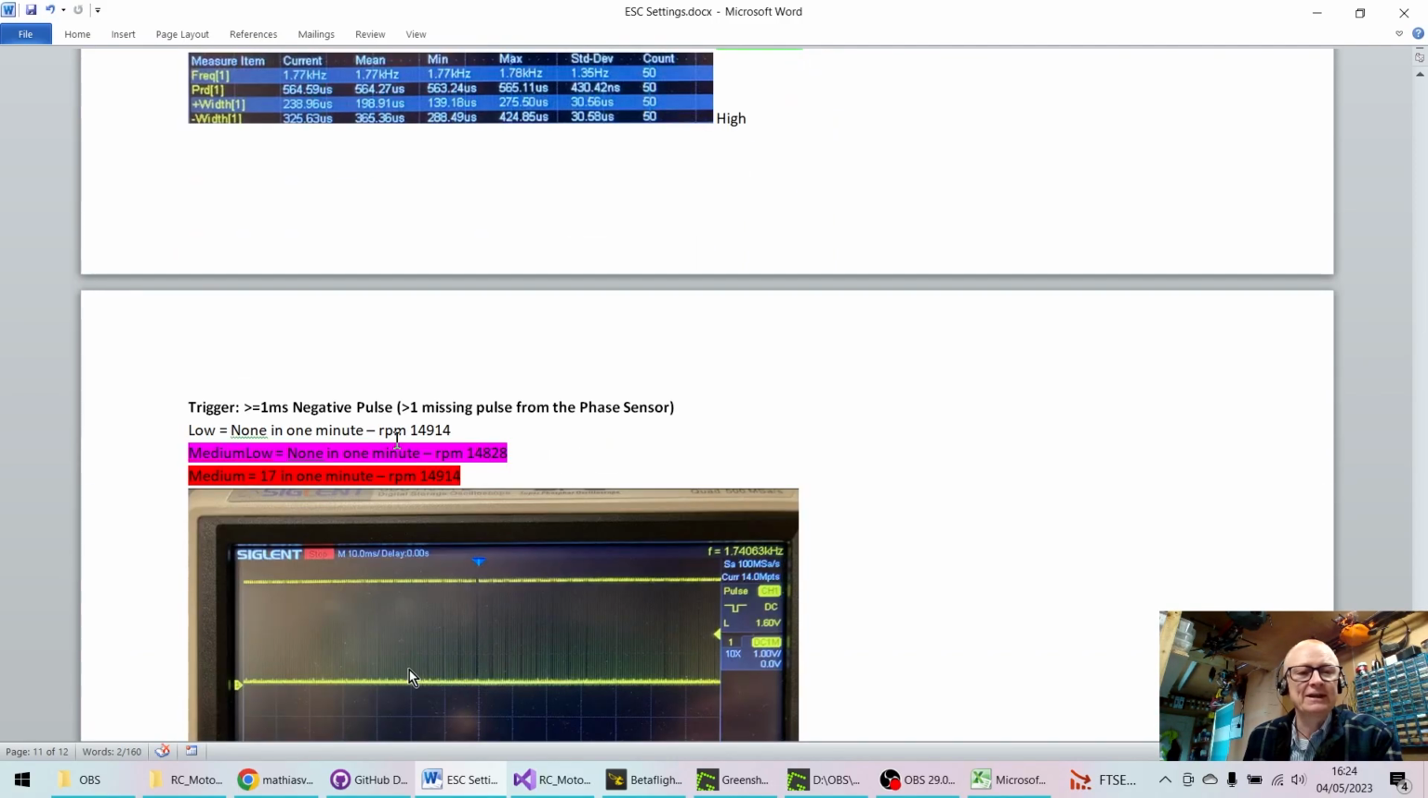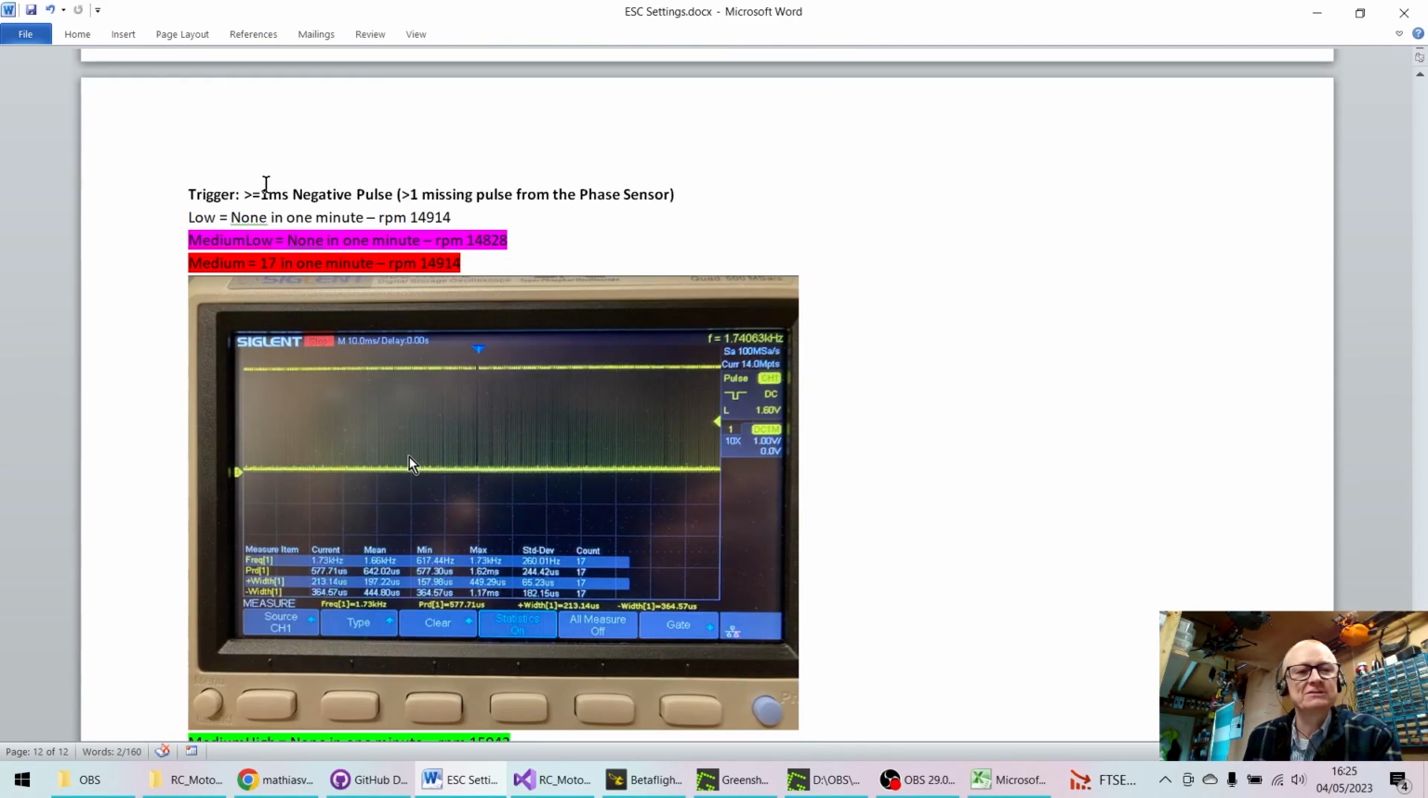We carried on, and then I set the trigger slightly differently, and I set the trigger to find me a negative pulse. If you remember from the last video, this top one was the phase sensor pulsing, and this is where we were getting the gaps where there was no drive to the motor at all from the ESC. Hence they were missing gaps here because it wasn't able to pick up the pulse being sent to the motor. So I set it here to just 1 millisecond. So that's if it misses just one signal. Bearing in mind we get 7 signals per rotation of the motor. We get 7 pulses. So if you miss just one of those, then it would trigger.